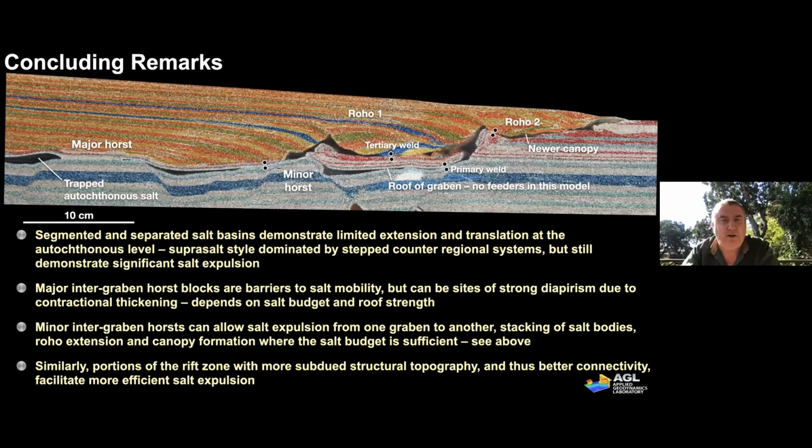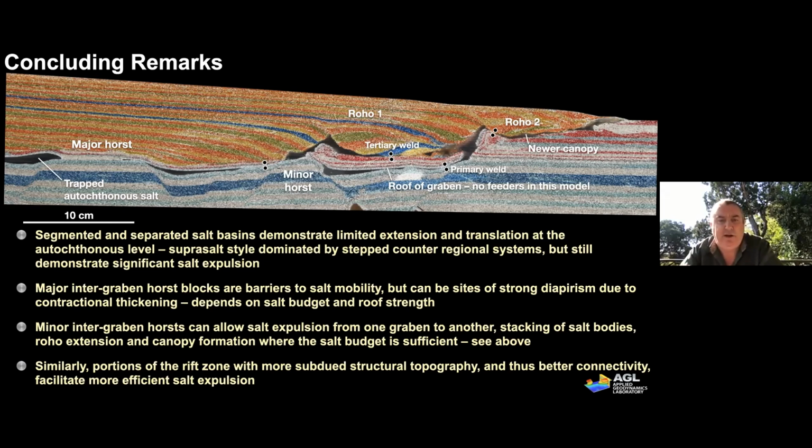So just want to end with concluding remarks here. The salt basin is generally segmented and separated, so there is quite limited extension and translation at the autochthonous level. And supra-salt style is generally dominated by steep regional systems, but we still see significant salt expulsion even in the absence of a major salt budget here. Some major horst blocks are barriers and can be sites of strong intra-rift diapirism as we spread out from this.